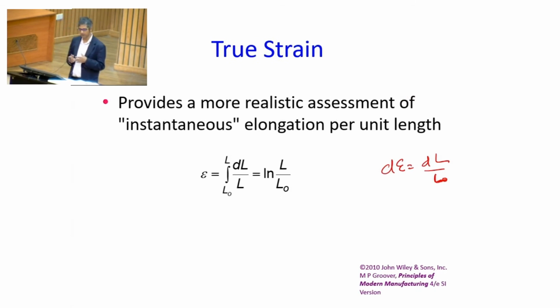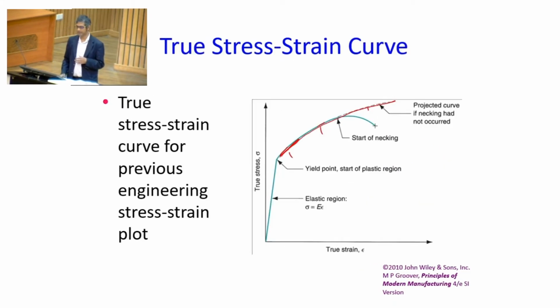Similarly, you can define true strain also, which is nothing but delta L by L integrated from L0 to L, and that's nothing but the log of L by L0, right? This is defined as the instantaneous elongation per unit length divided by the actual length, integrated. If you integrate this, you get that equation. That's why it's log of L by L0. And the true stress true strain curve will not show any effect of necking; the curve keeps on increasing. That's because you have taken care of it by using the instantaneous area.